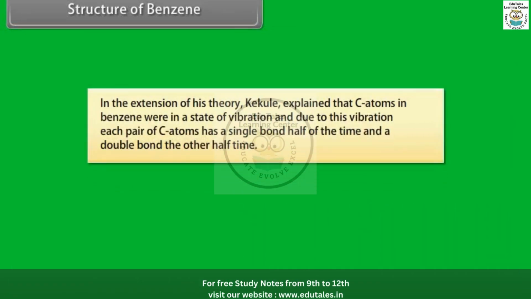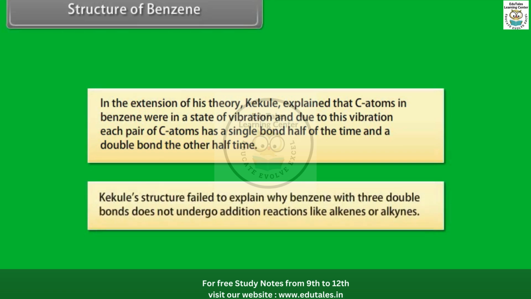In the extension of his theory, Kekule explained that C atoms in benzene were in a state of vibration, and due to this vibration, each pair of C atoms has a single bond half of the time and a double bond the other half of the time. Kekule's structure failed to explain why benzene with 3 double bonds does not undergo addition reactions like alkenes or alkynes.